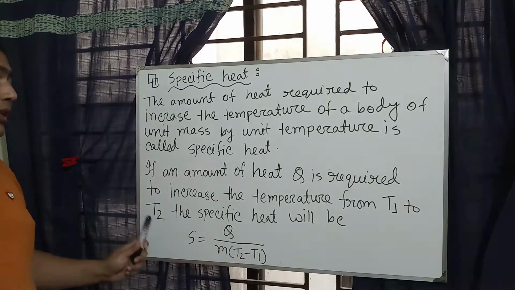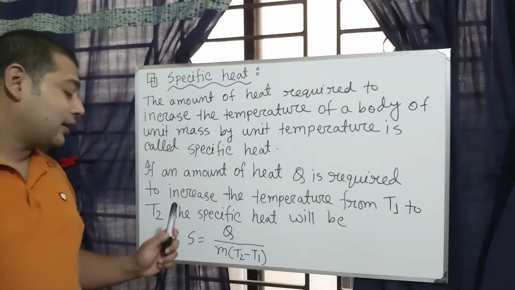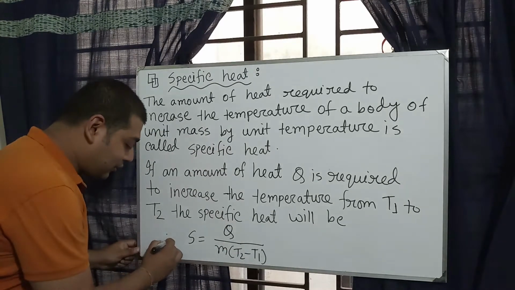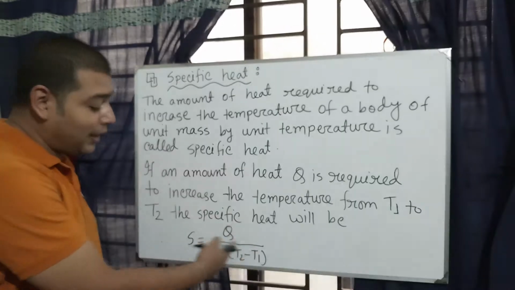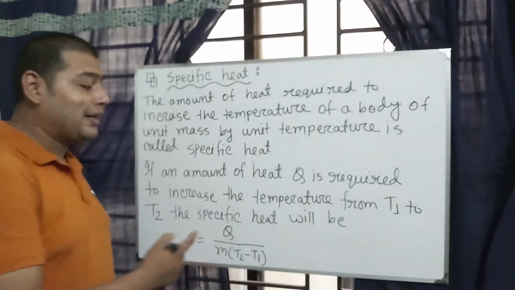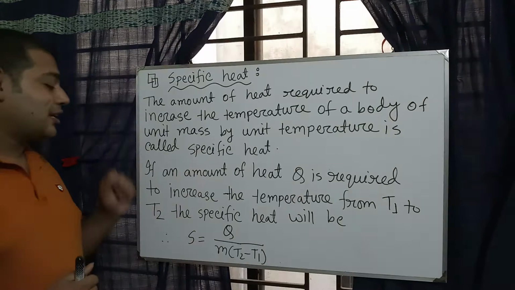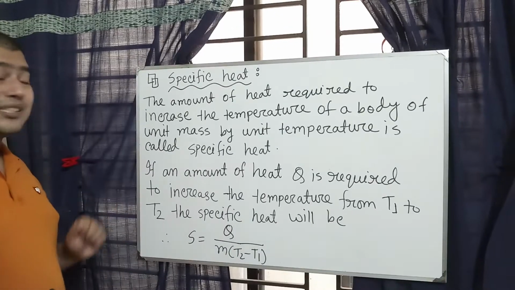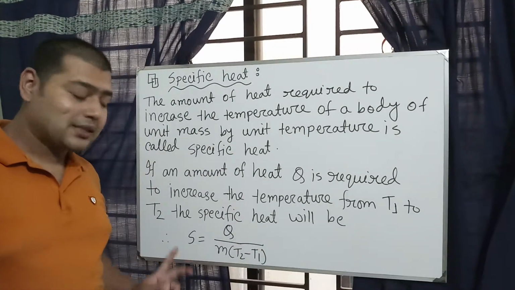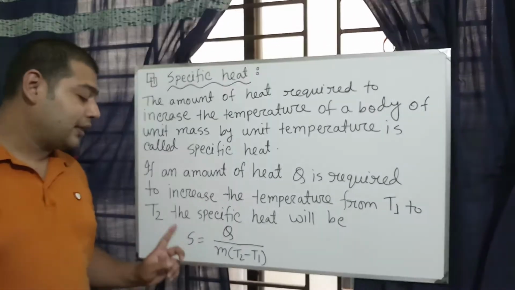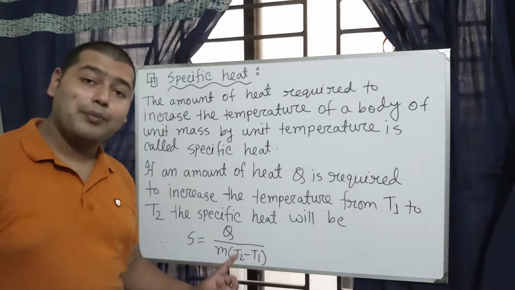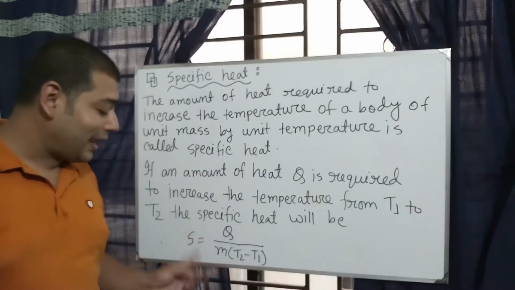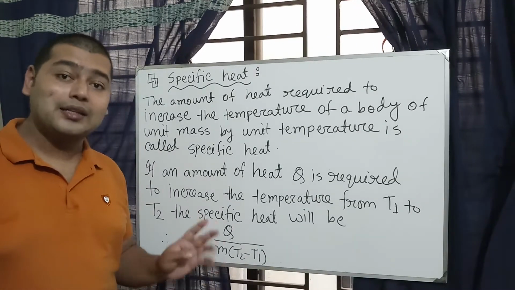If an amount of heat Q is required to increase the temperature from T1 to T2, then we can write for specific heat S equal to Q by M into T2 minus T1. Specific heat is denoted by S. So our formula for specific heat is S equal to Q divided by M into T2 minus T1.